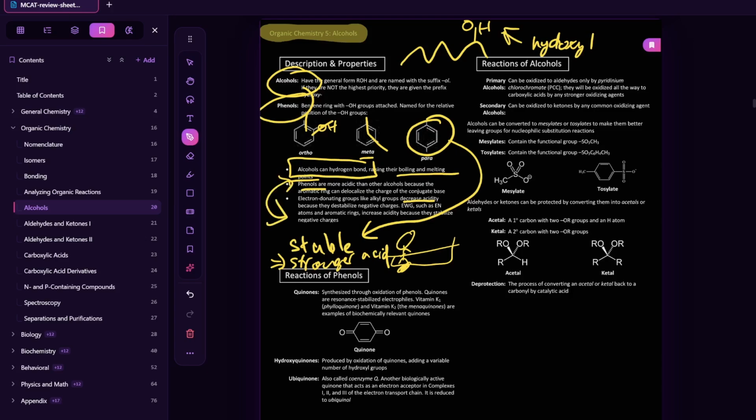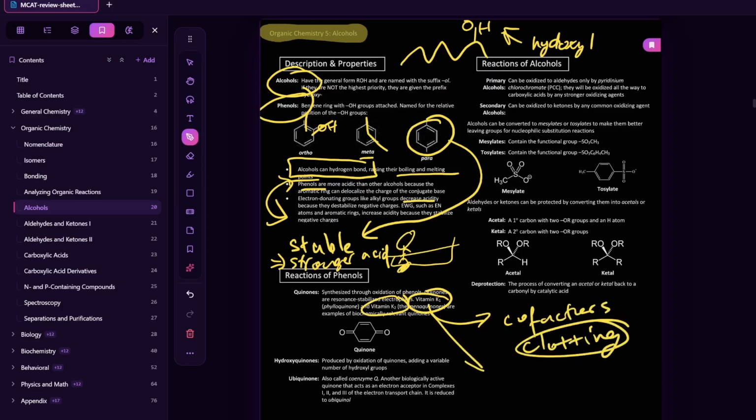Just a quick overview. I wanted to go over also this part about the biology, about vitamin K1 and vitamin K2. These are also important, and these would be cofactors in clotting. So they're important for blood clotting. If you don't know what that means, it's good to review biology for this part in particular. But all in all, that's basically it.